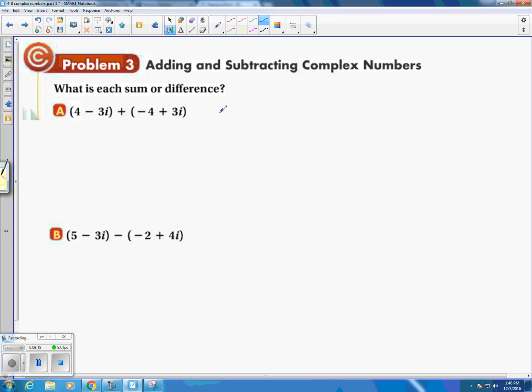To add or subtract complex numbers, we are going to be combining the like parts of our complex numbers. So we're going to be combining our real parts and our imaginary parts separately. Here we have 4 minus 3i plus -4 plus 3i. We look at our real parts first: 4 plus -4 is 0. And then we look at our imaginary parts: -3i plus 3i is 0i, so the answer is 0 plus 0, which is 0.